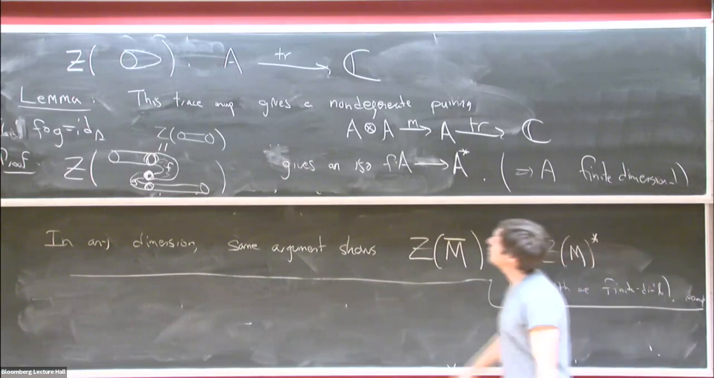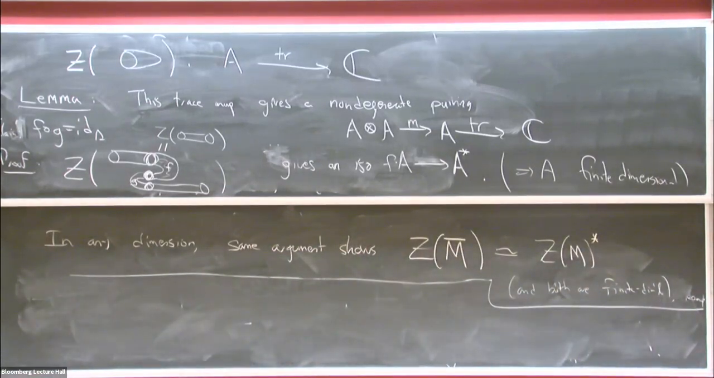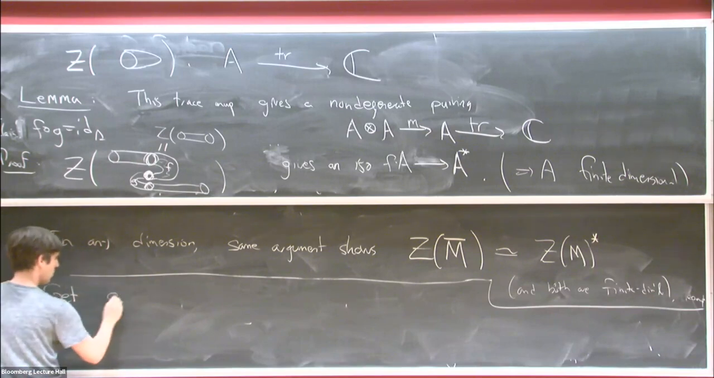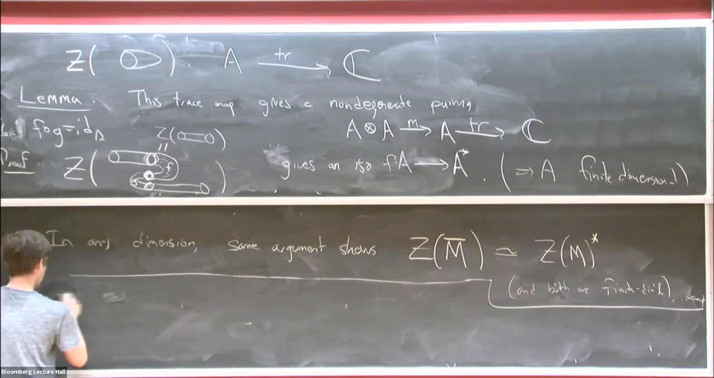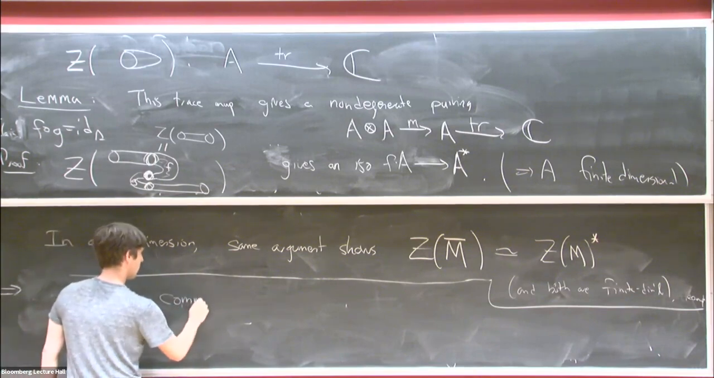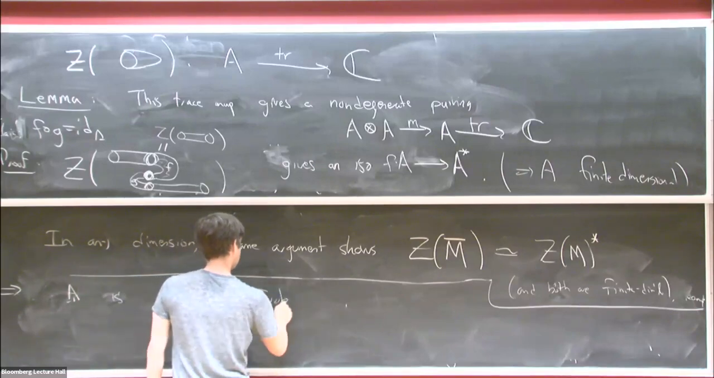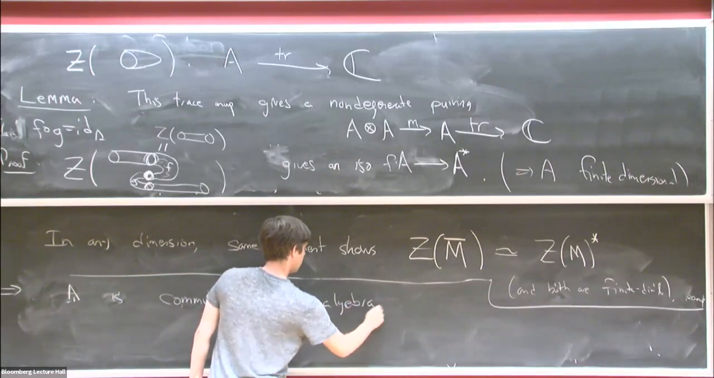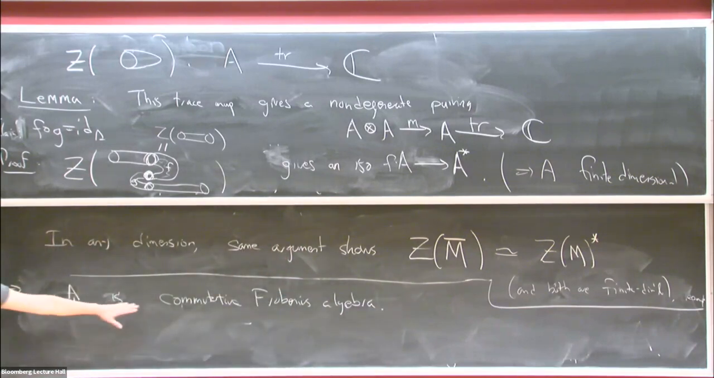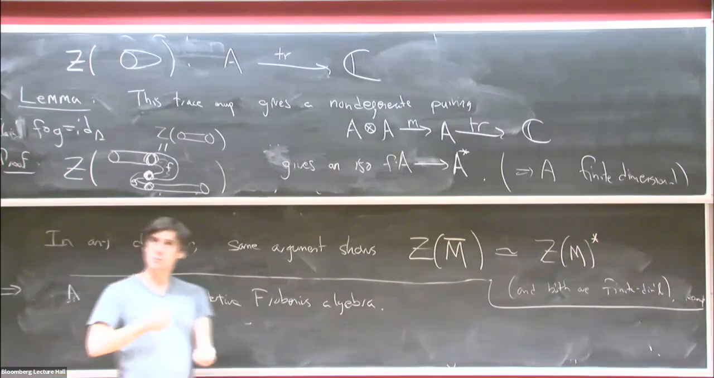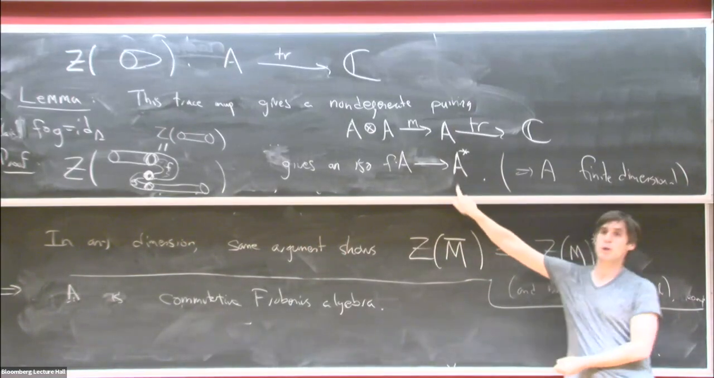Okay, so let's go back to dimension two. So Atiyah's axioms tell you you have this vector space A. It has a commutative and associative multiplication, and it has this trace map, which gives you a non-degenerate pairing. So that structure has a name: A is what's called a commutative Frobenius algebra. This term just means all the structure that we just saw. It's a vector space with a multiplication, which is commutative, associative, and unital, and a trace map, which is non-degenerate in this sense.